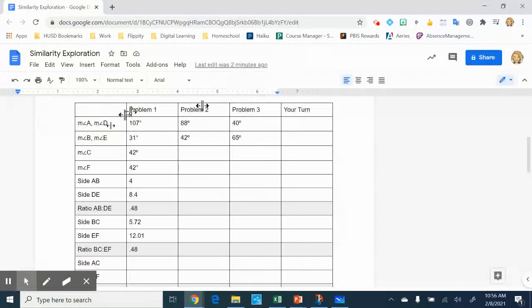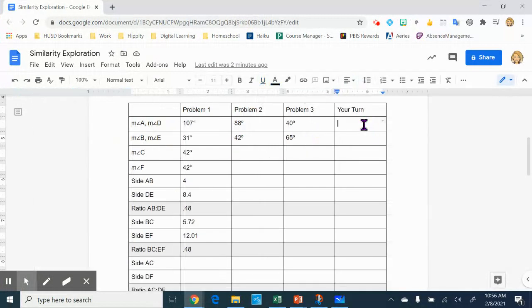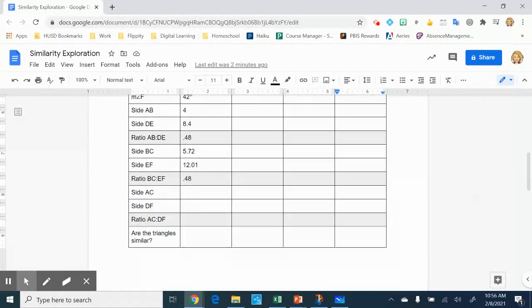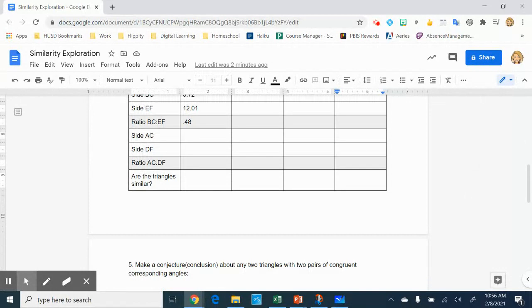And so you're going to fill out this. And then when it says your turn, that means you can pick any triangle you want, any measurements of those two angles. And then right here, you're just going to notify whether or not the triangles are similar or not. So you're going to say yes, similar, or no, not similar.